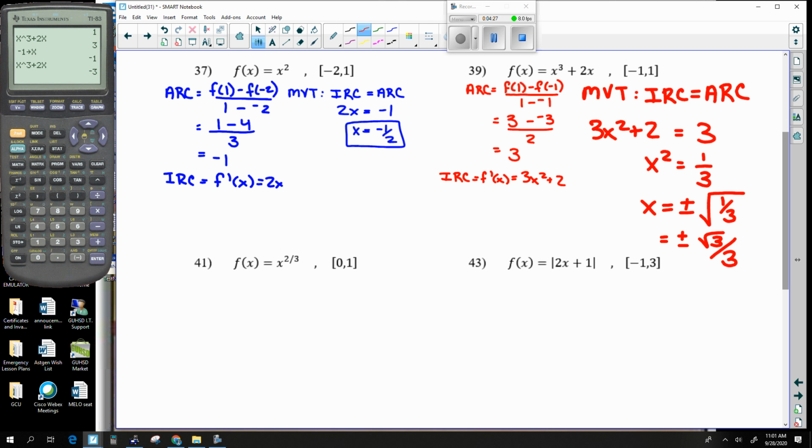Both of them are in the interval, so negative 1 to 1. Both of those are in the interval of negative 1 to 1. Sometimes when I get these things, you keep the positive answer or you keep the negative answer, because that's the only thing in the interval described. However, this interval has both of them, so you keep both.